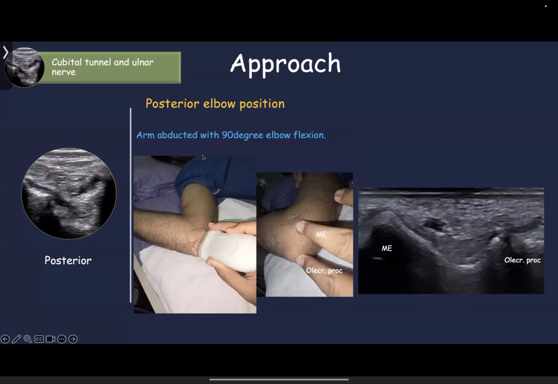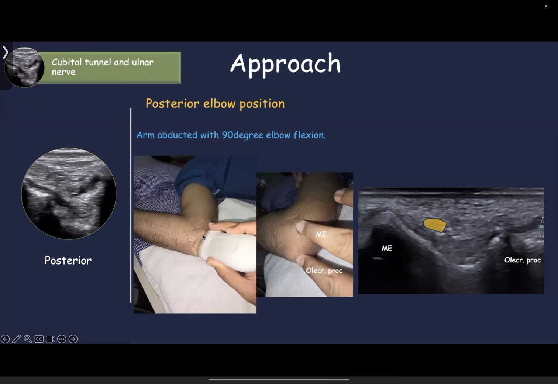So, what is the position to examine this cubital tunnel and the ulnar nerve? Again, the patient's arm is abducted with a 90-degree elbow flexion. These are the bony landmarks we have discussed. Mind my words, the bony landmarks are very, very important. So we have this medial epicondyle and the olecranon process.